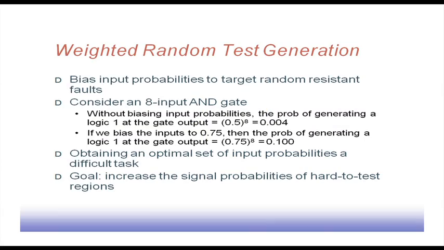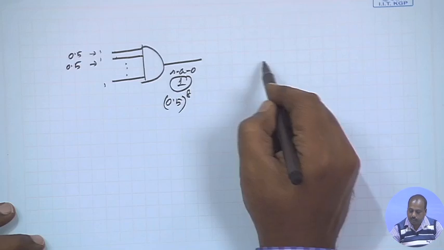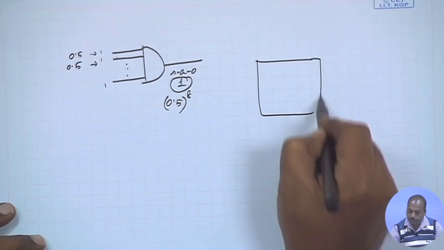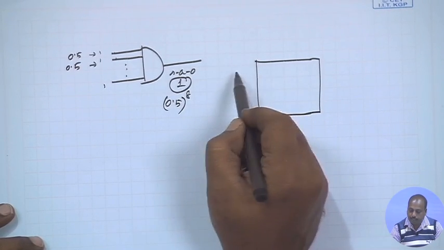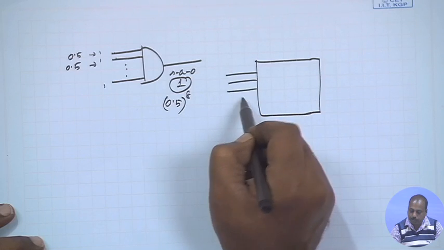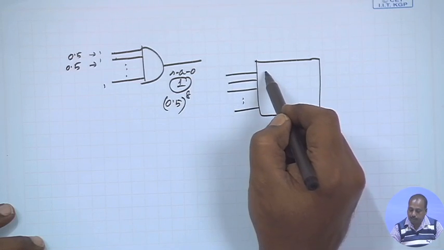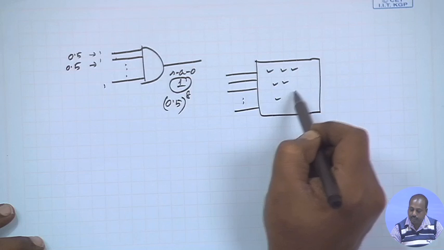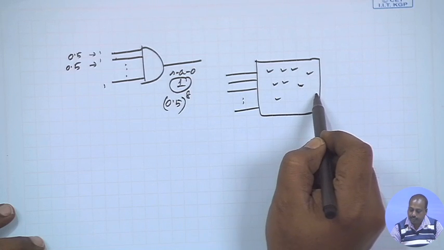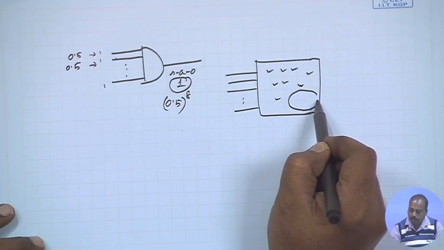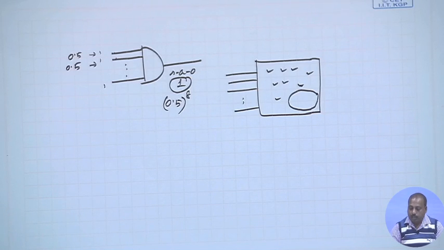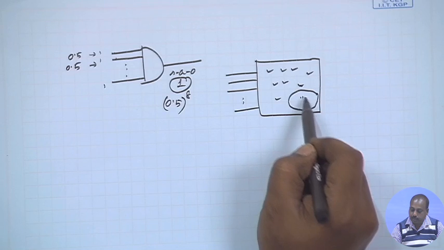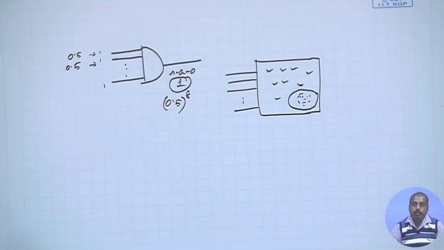So, what to do? We want to increase the signal probabilities of the hard to test region. What is the hard to test region? If this is the full circuit, maybe we first apply some random pattern. These are the inputs to the circuit. Suppose the faults present in these regions of the circuit are detected, but we see that a particular region of the circuit is not responding to these random patterns. In that case, we know that this region has faults which are random resistant faults.